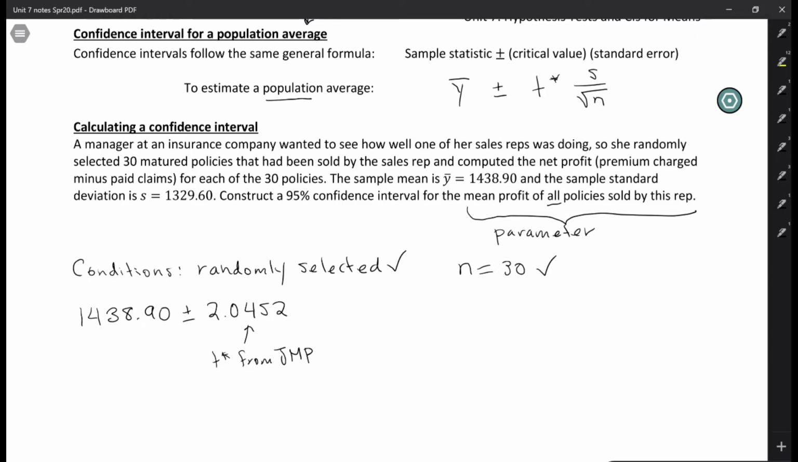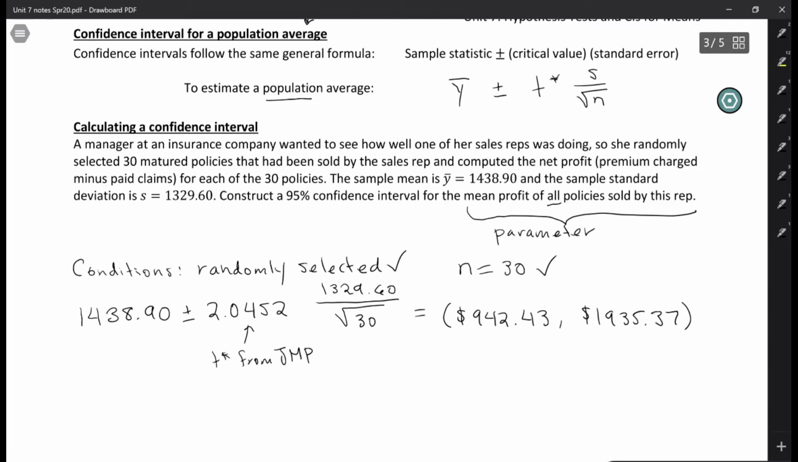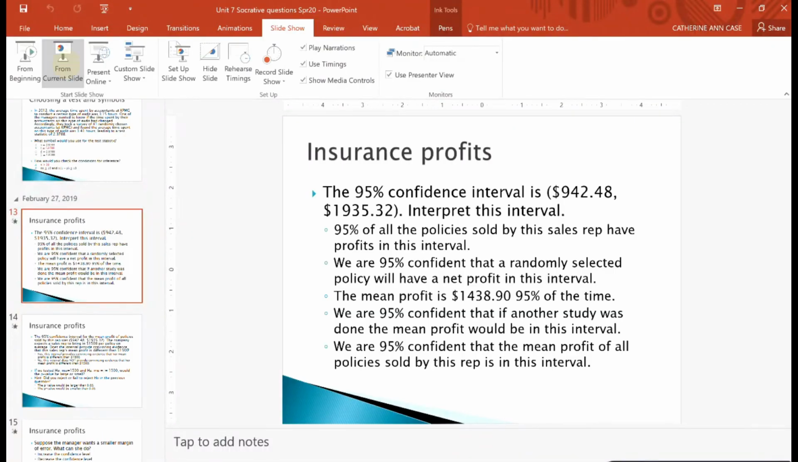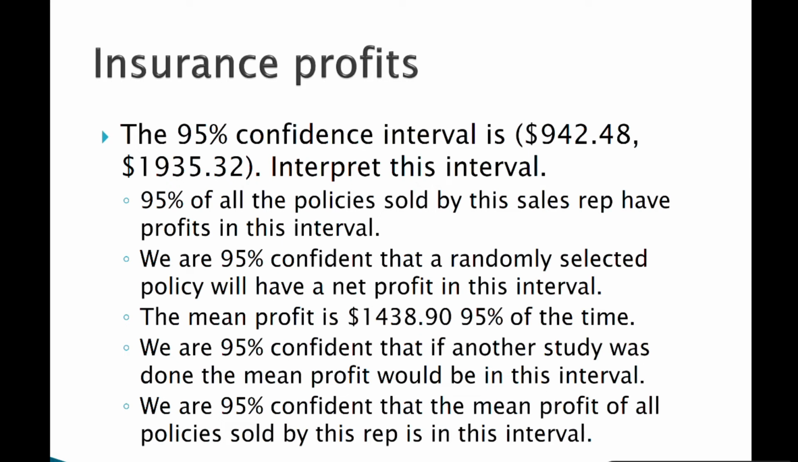And then I'm going to plug in for the standard error, $1,329.60. That's the sample standard deviation divided by the square root of the sample size. And if I put all that together, then I end up getting the lower bound is $942.43. And then the upper one is $1,935.37. Okay, so you already kind of know how to interpret these intervals based on what we did for proportions. So I have a couple different interpretations here. So pause the video for a second, read these, and then see what you think.